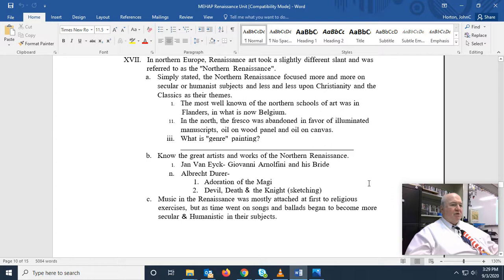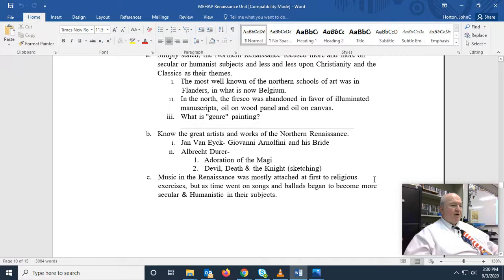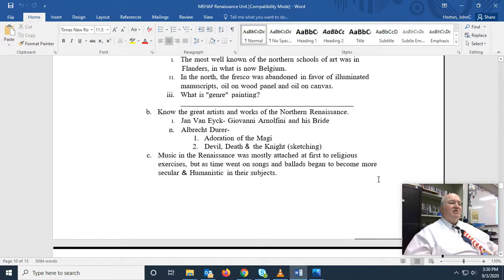Music in the Renaissance was mostly attached at first to religious exercises. By the way, before I go any further, the Renaissance in Great Britain. And you're writing the Renaissance in Great Britain. One word, Shakespeare. End of story. I mean, because there was nothing else. Britain didn't do anything in the Renaissance except Shakespeare, which you have to admit was quite a lot. But Shakespeare. So, mostly attached at first to religious exercises, but as time went on, songs and ballads became more and more secular and humanistic in their subjects.